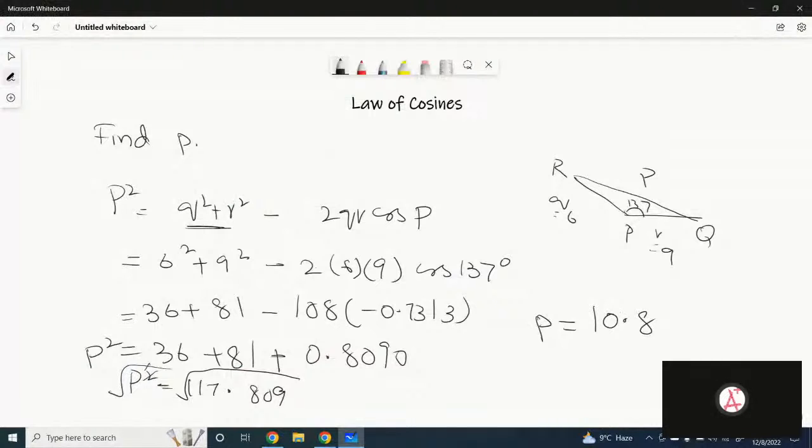Cos of 137 is negative 0.7313. I have to multiply it with 108, so 0.7313 times 108. Here I have 78.98. Got it? When I multiply it with 108, I have 78.98. Just add up all the values again and then calculate the square root again.